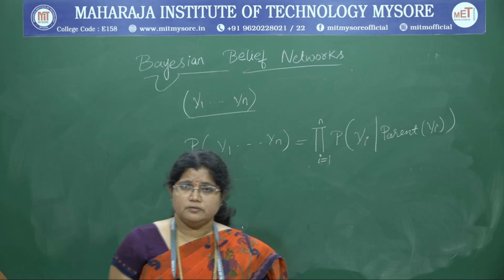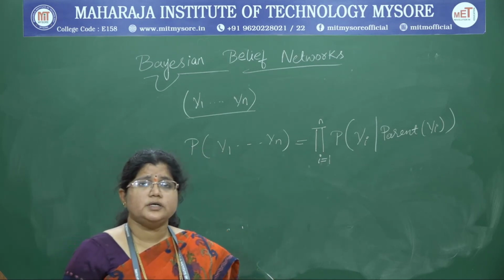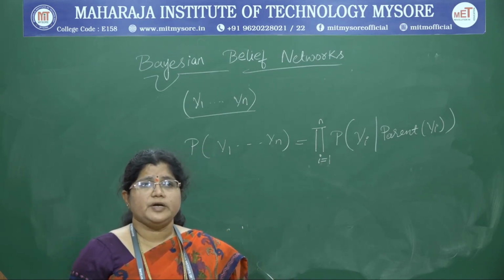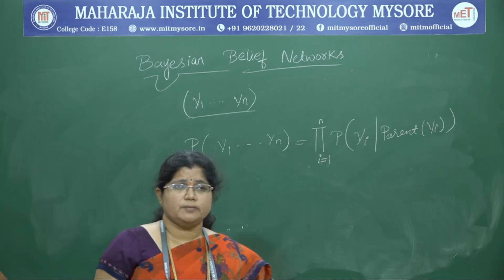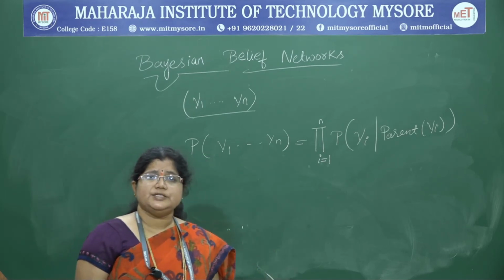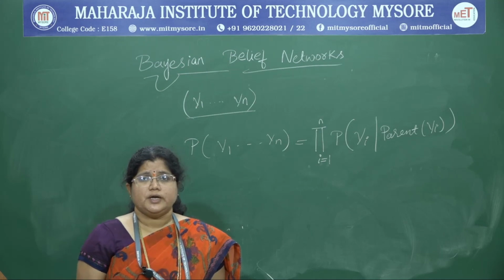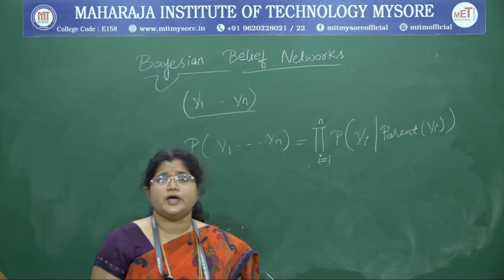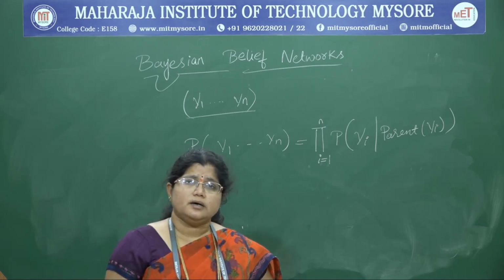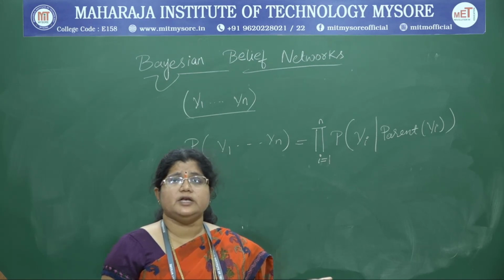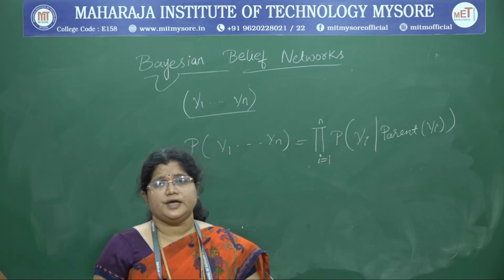So, in this session we have understood how the joint probability distribution comes about by using a Bayesian belief network. In the next class we are going to analyze the working of a Bayesian belief network using an example.